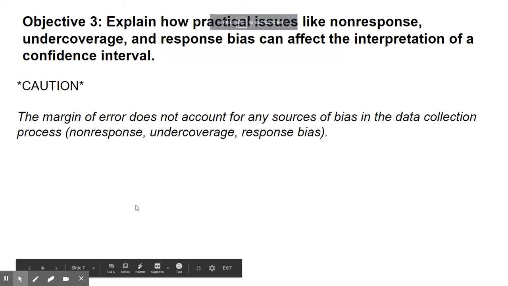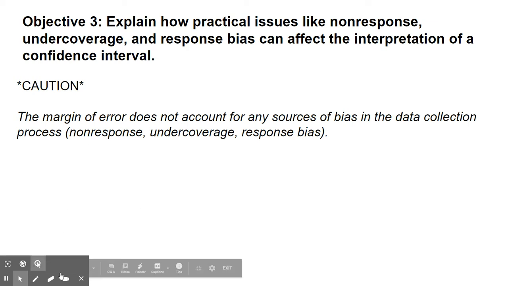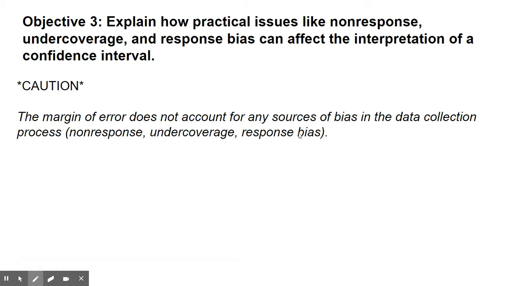All right, so objective 3. Now we're going to talk about how there can be non-response, undercoverage, and response bias, and how it can affect interpreting our confidence interval. Caution here: the margin of error does not account for any sources of bias in the data collection.